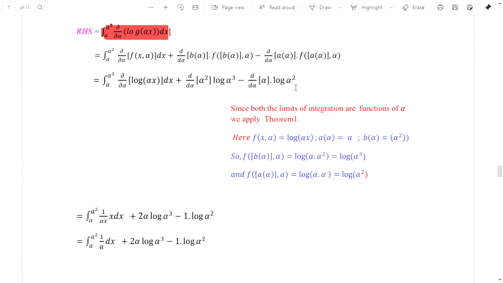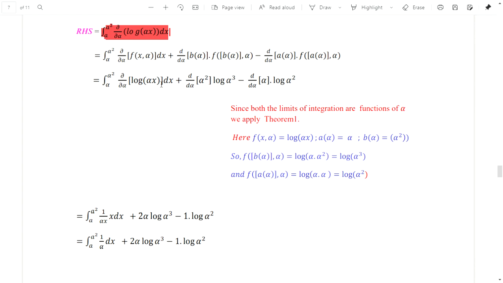Now let us do the simplification to this. That is equal to the integral of α to α² of ∂/∂α of log(αx). Differentiation of log is 1/(αx) into, we are doing the differentiation with respect to α.